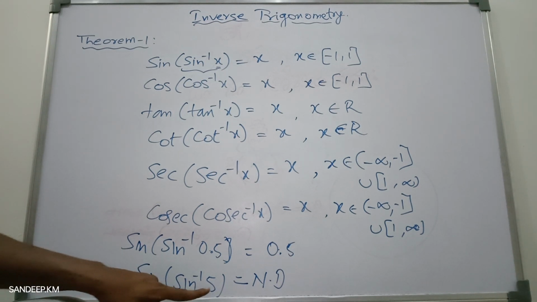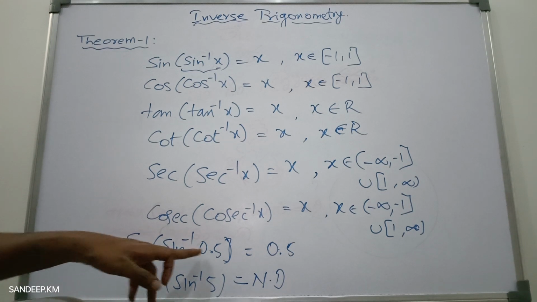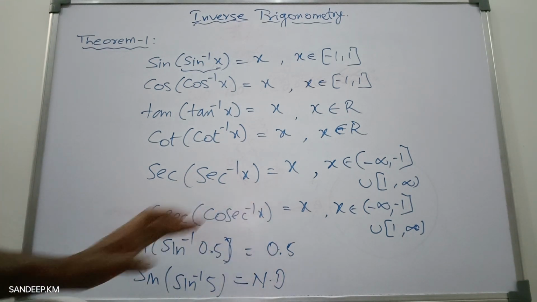5 is not in the domain of sine inverse x. This value must be between minus 1 to plus 1. I mean from minus 1 to plus 1. You got it? Here the answer is not defined. Please understand the difference. So whenever they are asking something, don't blindly write the answer.